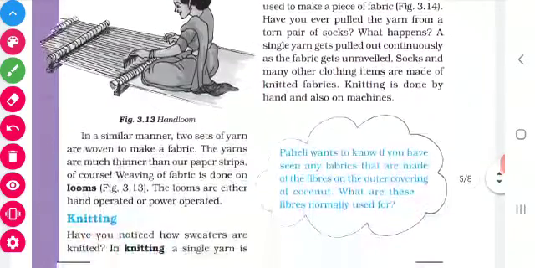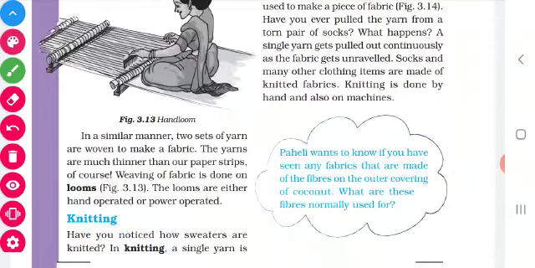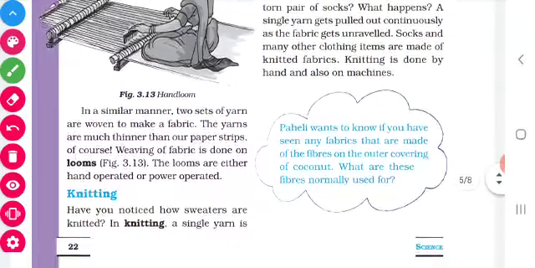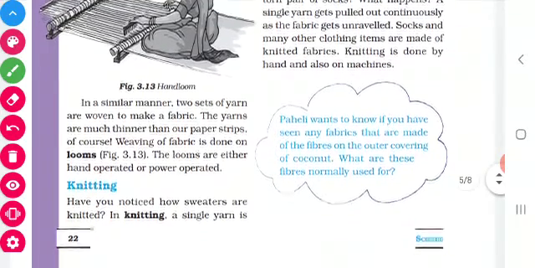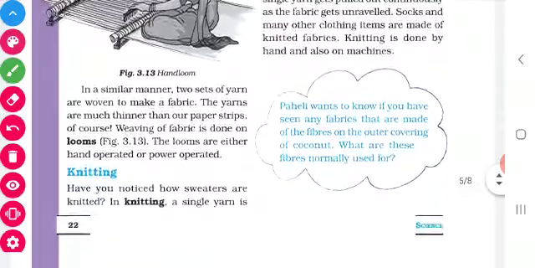Listen children, weaving is done with the help of looms. These looms can be either hand operated or power operated. If it is operated by power, we say power loom. If it is operated by hand, we say hand loom. Children, have you understood?